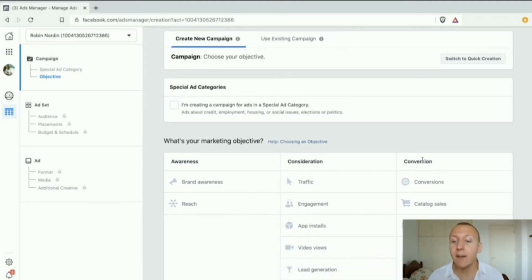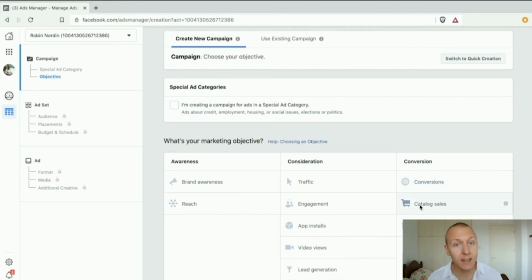And then we have conversion. This is the final step, and this is where you actually make the sale. So number one are conversion ads. That is when we actually get people to take a desired action. And we're going to use this for purchases because we're trying to sell something. So this is at the very end of the sales funnel.